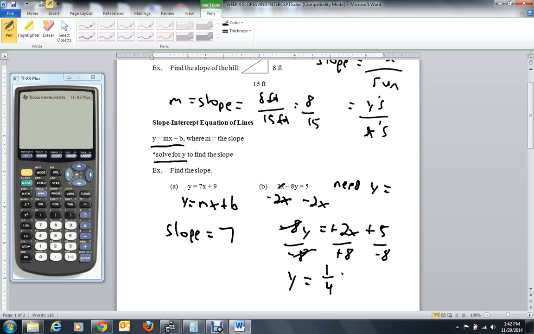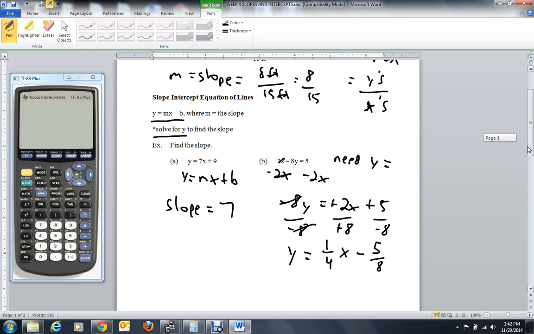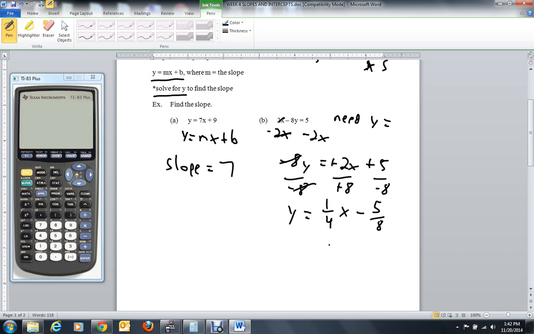Now I'm going to write the x on the outside. I can put it on the side or on the top, but not on the bottom. Positive divided by negative is a negative, and then 5 over 8 doesn't reduce, so I'll leave it like that. Once I have it in y equals form, I know what the slope is automatically. It's the number in front of the x, which is negative 1/4. This is probably the most difficult one you're going to see, something like this.